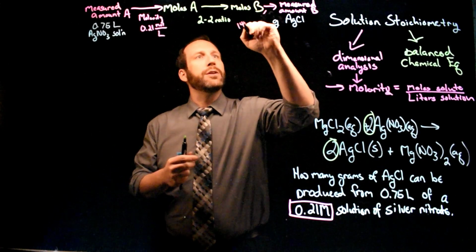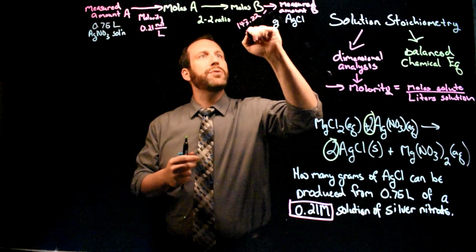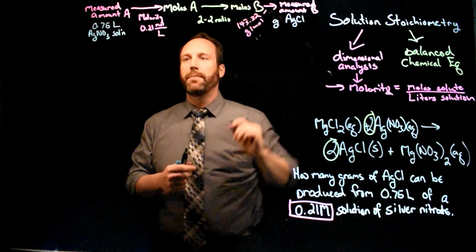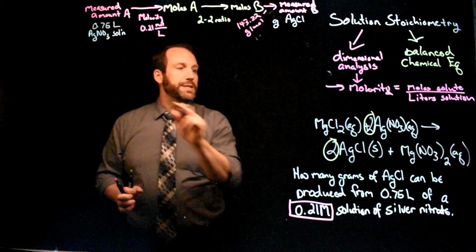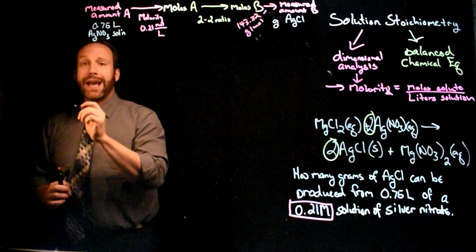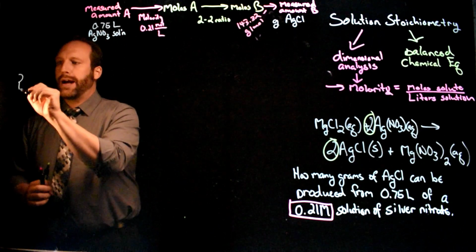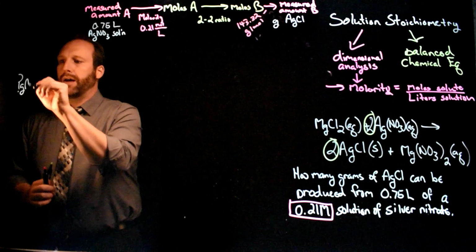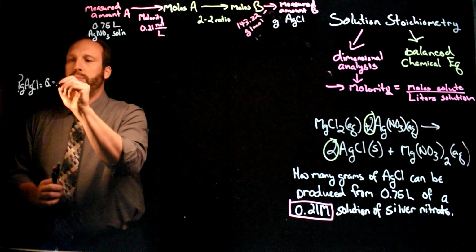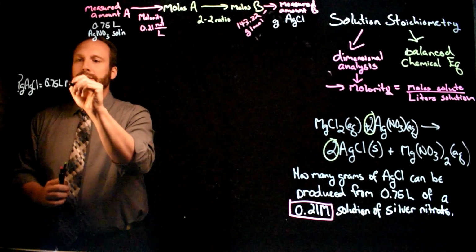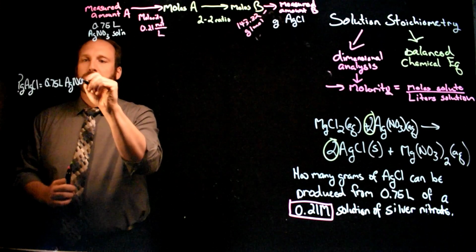I'll write that right here, 143.32 grams per mole. Okay? So remember, our original question here was to say how many grams of silver chloride are equal to 0.75 liters of silver nitrate solution.